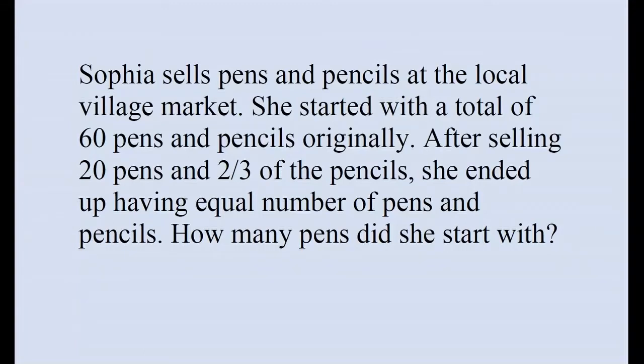Sophia sells pens and pencils at the local village market. She started with a total number of 60 pens and pencils originally. After selling 20 pens and 2/3 of the pencils, she ended up having an equal number of pens and pencils. How many pens did she start with?